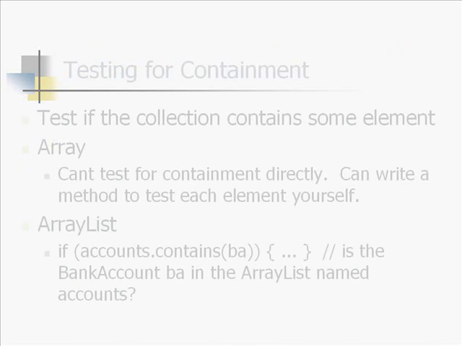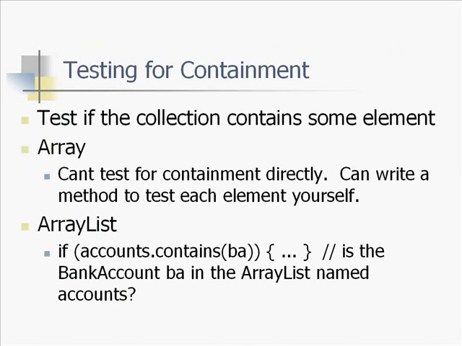How about testing for containment? Well, if we wanted to find out if, say, a particular bank account were in our array of bank accounts, we would have to create a method, loop through it, and test it for ourselves. We don't actually have a handy method. For an array list, we can say if our accounts array list contains a specific bank account, that'll return a Boolean. So that's a handy way to do it.